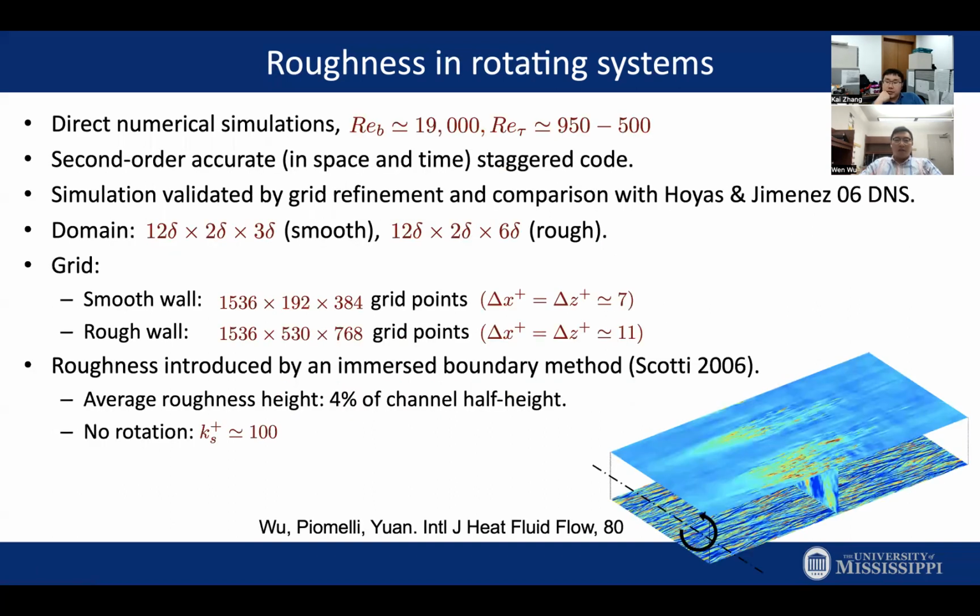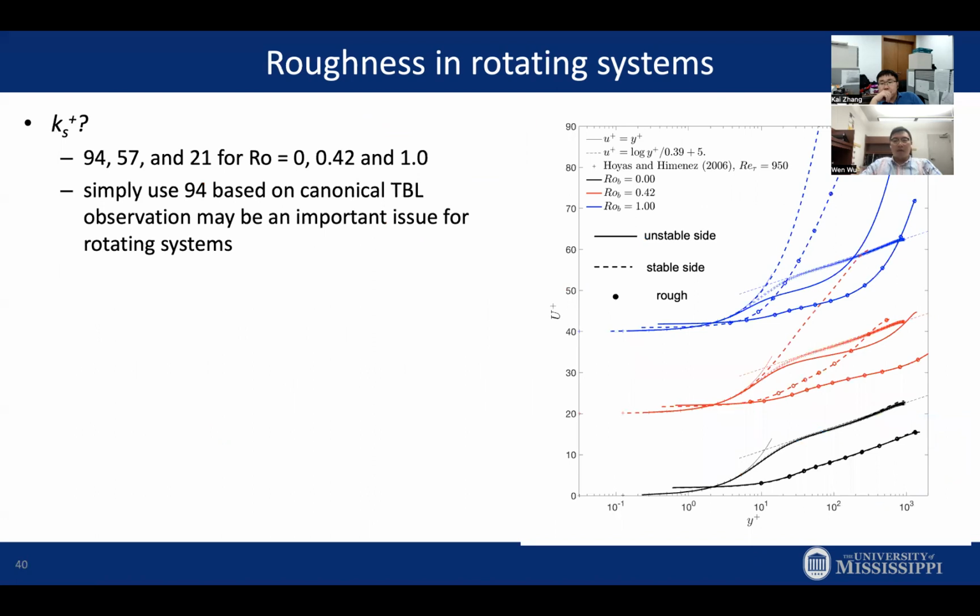So what we did is, again, DNS of channel flow at Reynolds number 500 to 1,000. And we have cases for comparison, the smooth wall and rough wall, and they are all rotating in this way. This is the instantaneous flow snapshot of a smooth wall case, where you can see on the bottom wall the streaks of the turbulence are enhanced. And on the top wall, you have a quasi-laminar case with isolated turbulence spots. Again, we are choosing 4% of channel half height as roughness height. So that magic number, the equivalent sand grain roughness, is around 94 or 100. And we're gonna see that is not really true when there's rotation.